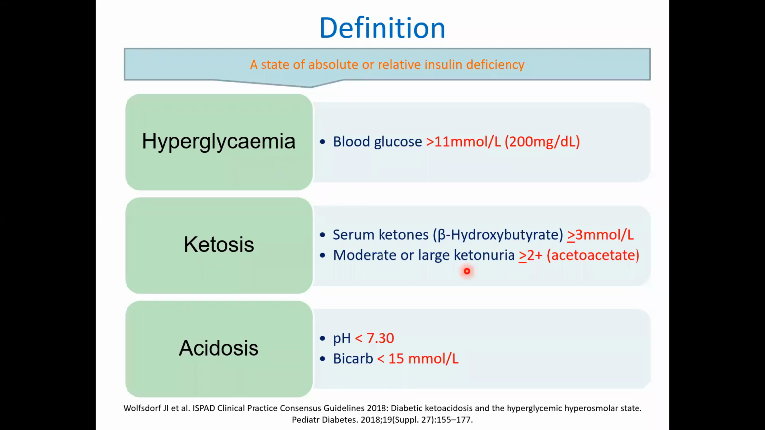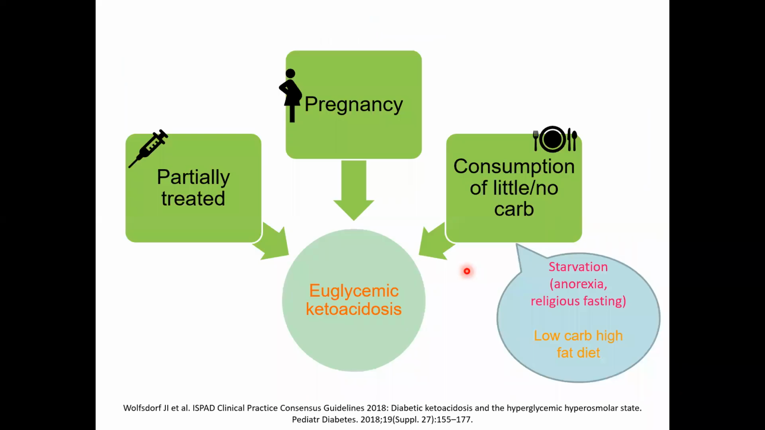Most of our facilities do not have access to measurement of blood ketones. So we usually check for ketones in urine. If you're doing a urinalysis, then if the patient has moderate or large ketonuria, which is equivalent to 2+ or more, then that is diagnostic of ketonuria. And if you're measuring your serum ketones, then a level of 3 millimoles per liter and above indicates the presence of ketonemia. Then the third parameter is the presence of acidosis, as defined by a pH of less than 7.3 and a bicarb of less than 15 millimoles per liter.